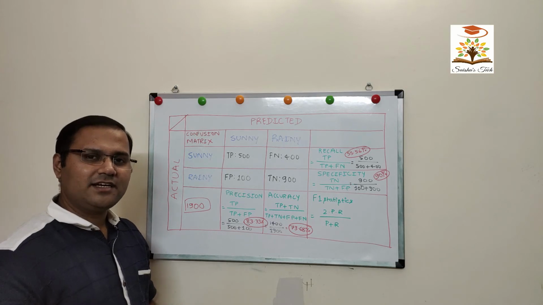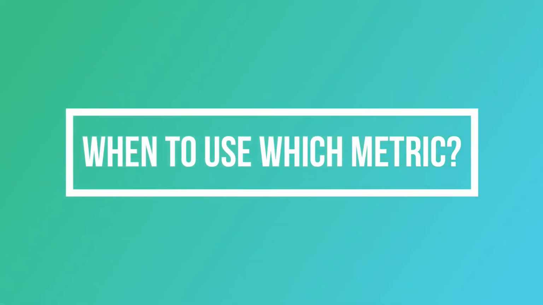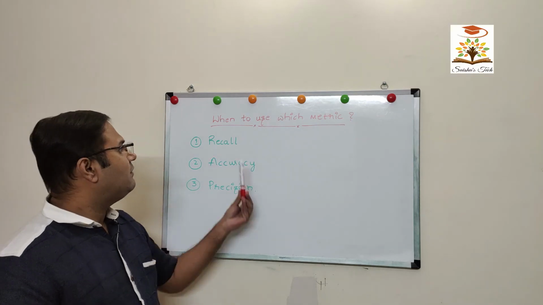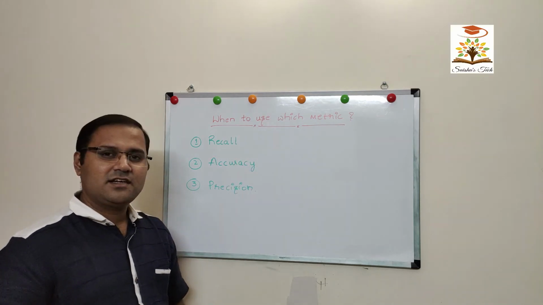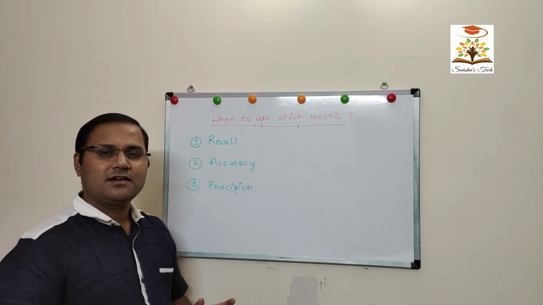Now let us understand when to use which metric by assessing some real life scenarios for evaluation of model performance. When to use which metric is a key important step when utilizing the confusion matrix.